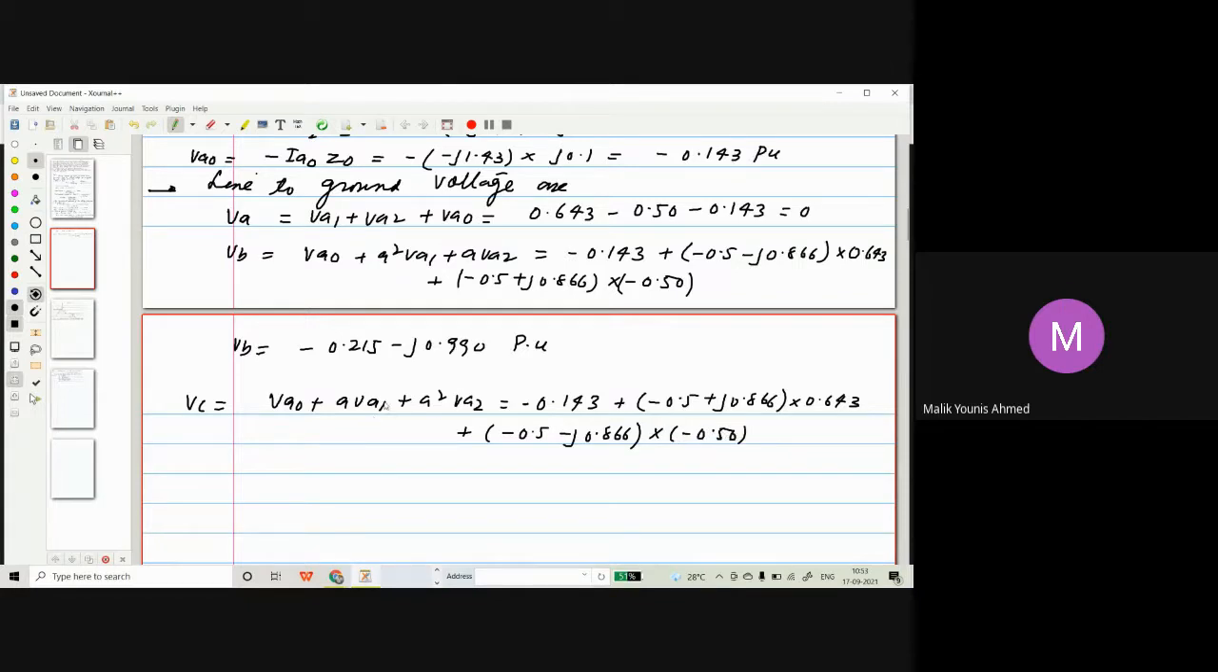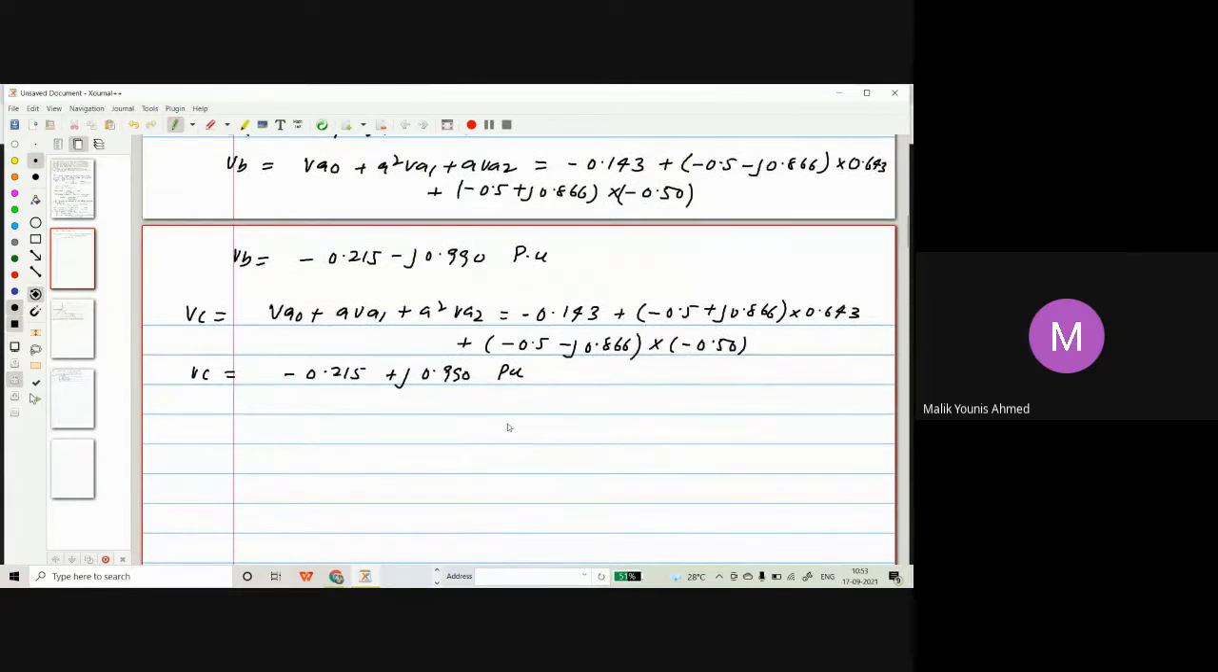If you calculate, this value comes out to be minus 2.15 plus j 0.990. It is almost the same as what we got above, but with a sign difference. They are conjugates of each other, VB and VC.